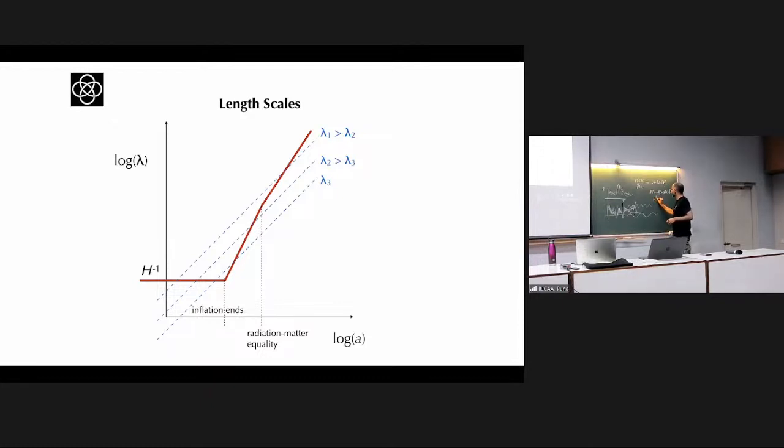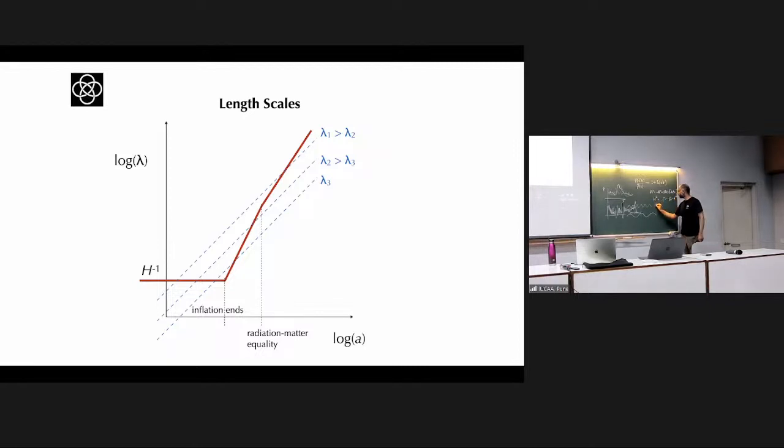H squared is like a density. And here you should have a sum of all the densities that you are talking about. But now we are saying that the sum of the densities is dominated by which density? Matter density. And if this is dominated by matter density, then this scales like what power of A? A to the minus 3.